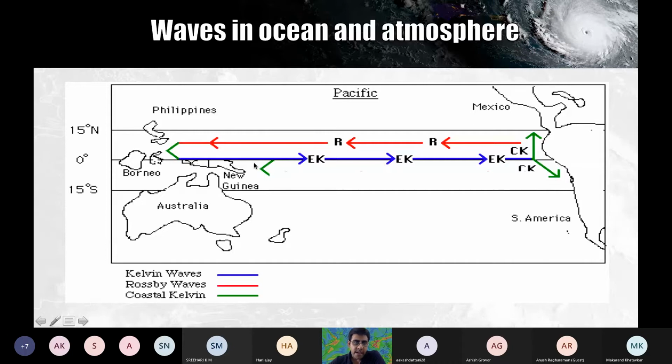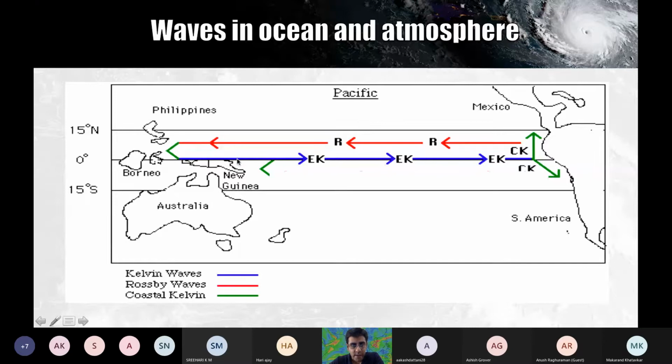Rossby. So let us take a scenario. Let me take a scenario where there is hot water here. I'm talking about ocean right now. Okay, not atmosphere. So let us assume that there is hot water here and there is cold water here. This equatorial Kelvin wave which is moving will take this hot water and it will start moving it to the eastern Pacific. At the same time, this Rossby wave will start taking this cold water and it will start moving it to the western Pacific.